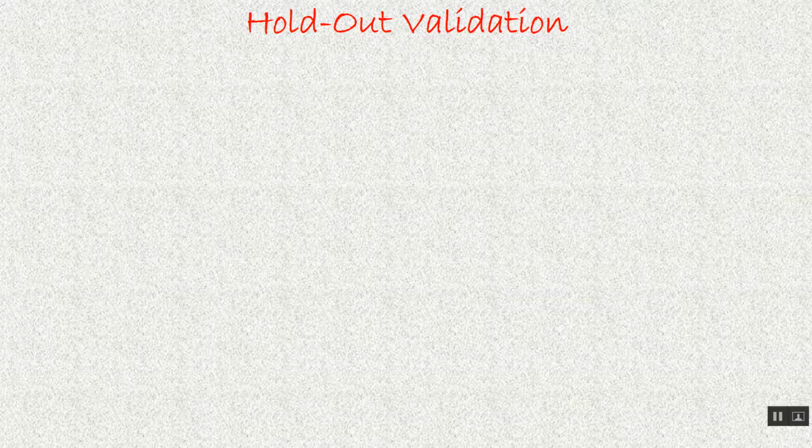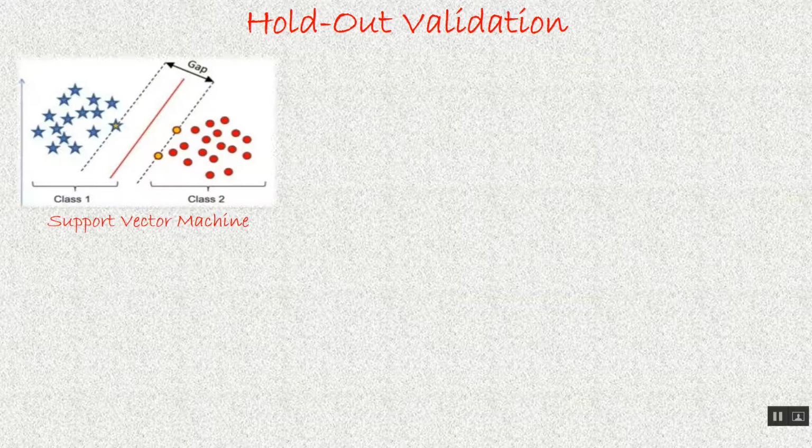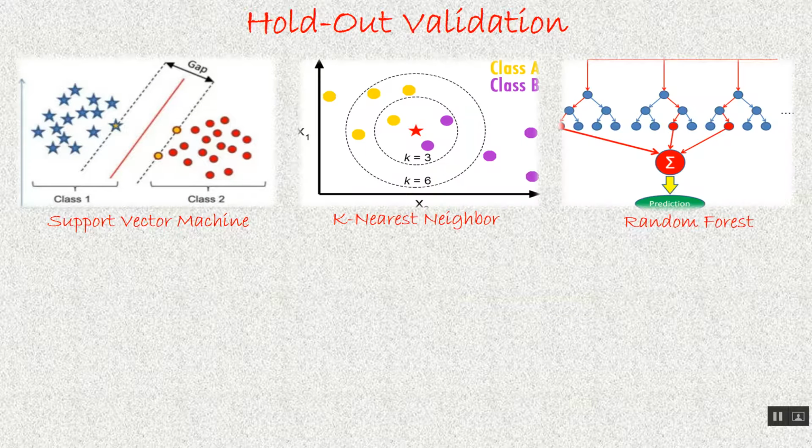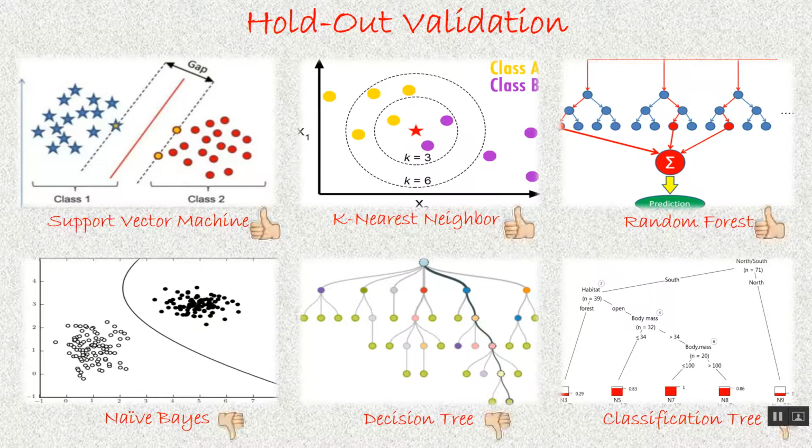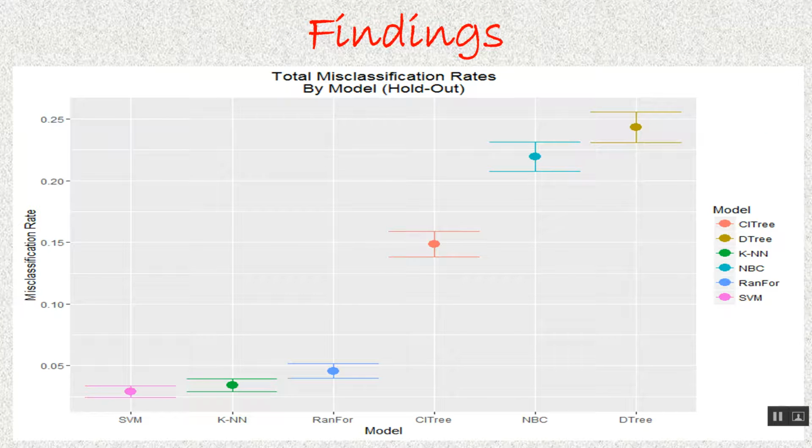Using the train and test data given to us, we performed hold one out validation on models such as support vector machine, k nearest neighbor, random forest, naive Bayes, decision trees, and classification trees. By plotting the metrics for these models, we noticed that naive Bayes, decision trees, and classification trees have the highest misclassification rate. So we decided to remove them from our consideration and went on to explore the remaining models further.